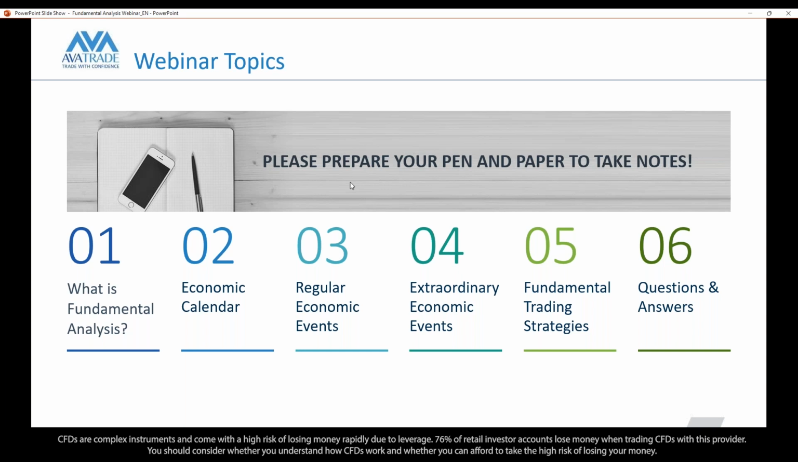Now, real quick, for anyone who's brand new to things, what is fundamental analysis? It's a pretty simple concept. It's looking at the news, different types of news, and trying to decide how that might affect the movement of different instruments that you're trading on. We could look at news that's scheduled and more regular, like economic calendar type events, which we'll do today.